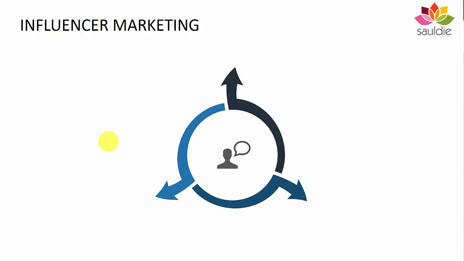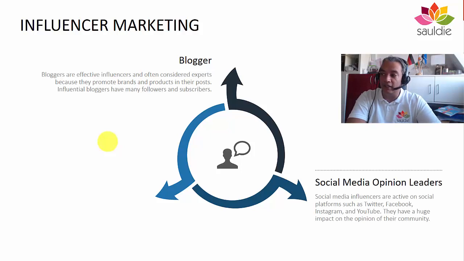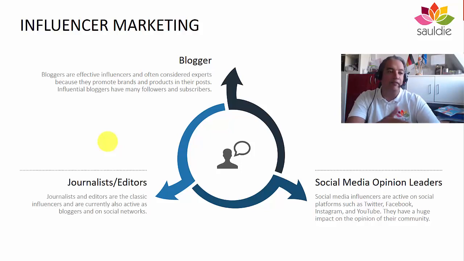There are 3 groups of influencers. The first are the bloggers who have their own website, a blog. The other one are social media opinion leaders. They are mostly on Twitter, Facebook, Instagram, and YouTube, and they have a huge impact on the opinion of their community. And then we have a lot of journalists, editors, of course, the classic influencers from the traditional world, from the analog world. And when we are doing influencer marketing, we should have a good mix of all these 3, because the multiplication of these 3 adds up to a great impact on the consumer.